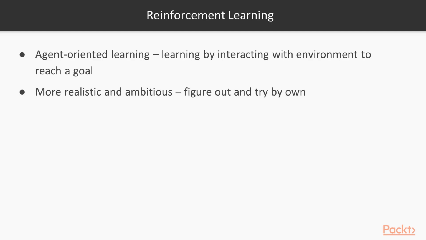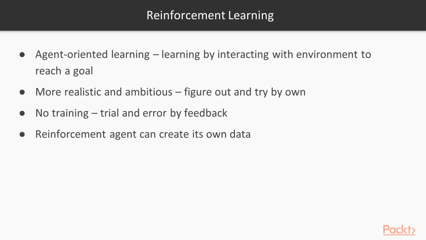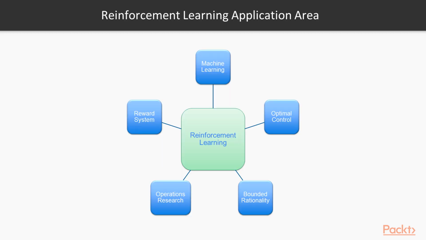It's more realistic and ambitious and figures out on its own. So you don't give formal training data to reinforcement learning. Rather, the algorithm tries by trial and error and gets feedback from the environment and figures out what exactly to do. So ultimately, the reinforcement learning algorithm learns by interacting with the environment, which is very good because sometimes you might not have too much training data. There are different application areas of reinforcement learning. It is applied in optimal control, machine learning, reward systems, operational research, and bounded rationality. In all these different applications, the common key link is getting feedback from the system, based on which the algorithm can learn itself.